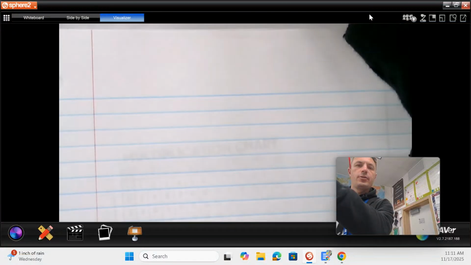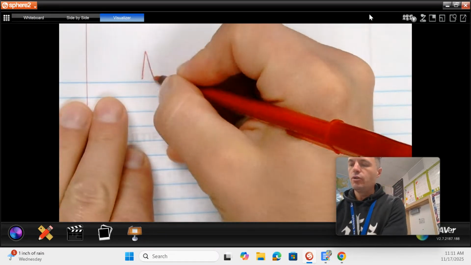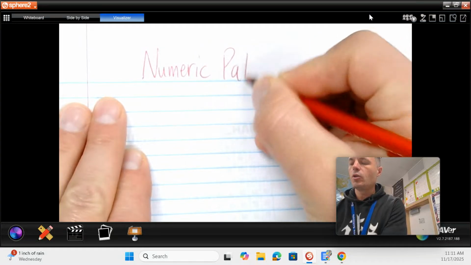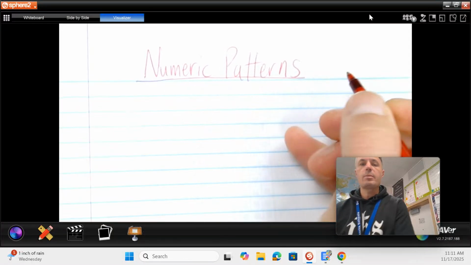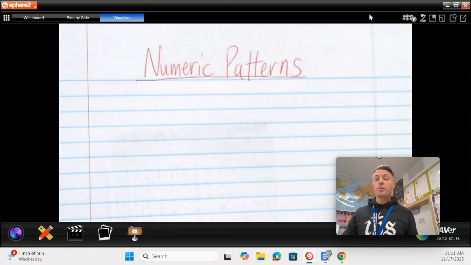Please open up your math notebook, turn to the next available page, and at the top of that page, write the title of today's lesson, which is called Numeric Patterns. So if you recall, yesterday's math lesson was called non-numeric patterns, and non-numeric patterns are patterns that don't have numbers in them. Well, numeric patterns are just patterns that do have numbers in them.